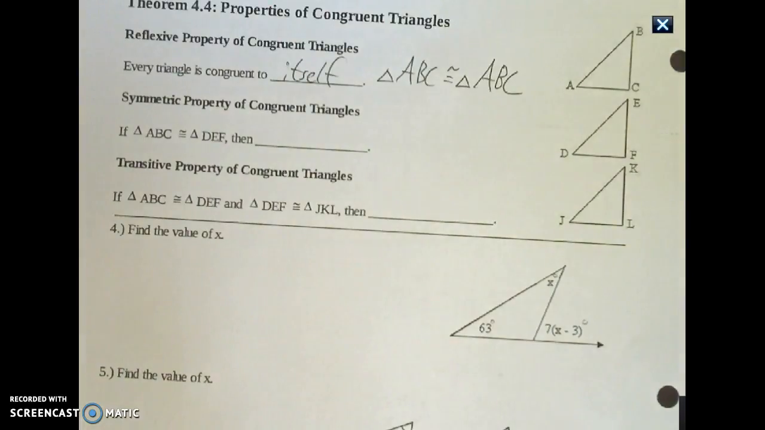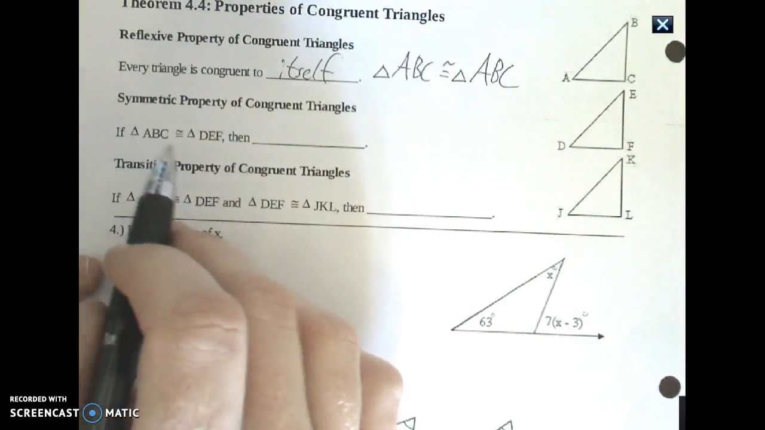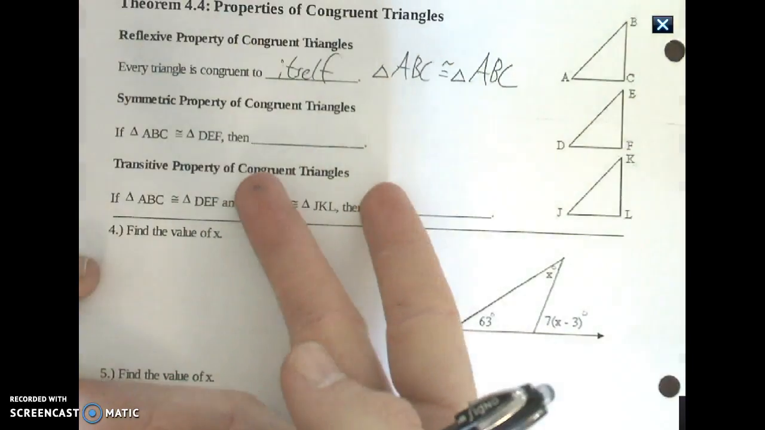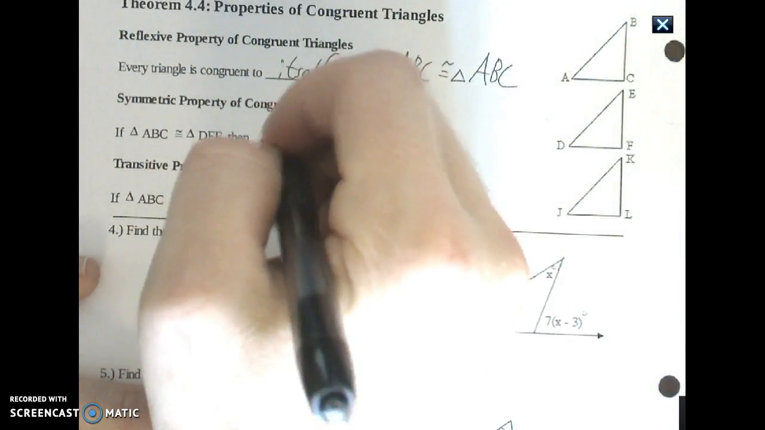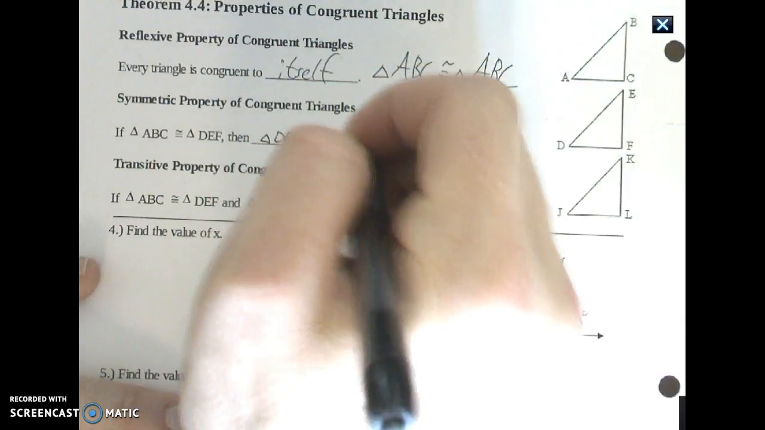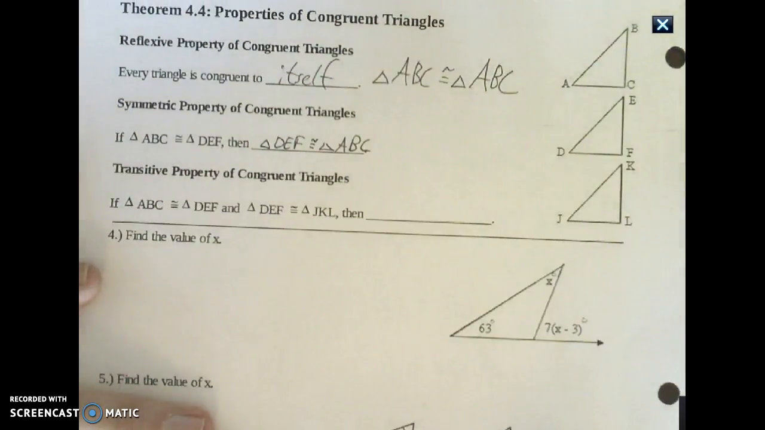I will not touch on proofs that much. I will show you 1 or 2 examples. But reflexive properties, like looking in the mirror, seeing yourself. Okay. Symmetric property. It's symmetric. If triangle ABC is congruent to triangle DEF, then triangle DEF is congruent to triangle ABC. Alright. Symmetric property means you can flip it around, it will still work.